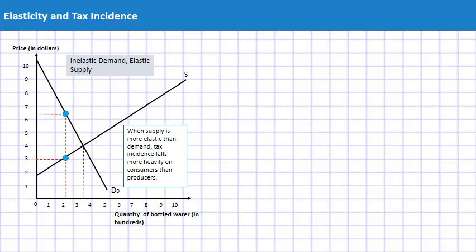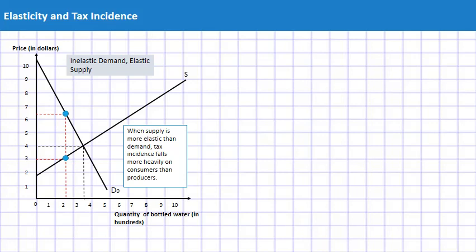So let's look at elasticity and tax incidence. Remember that tax incidence is the burden of taxation. Who's paying the burden of it? You might think that because it's a sales tax the customers are the ones paying the tax, but that's not exactly true. The reality is that it's shared, and you can see this by looking at this inelastic demand with an elastic supply. When demand is inelastic and supply is elastic, taxes create a larger tax incidence on the consumers than they do the producers.